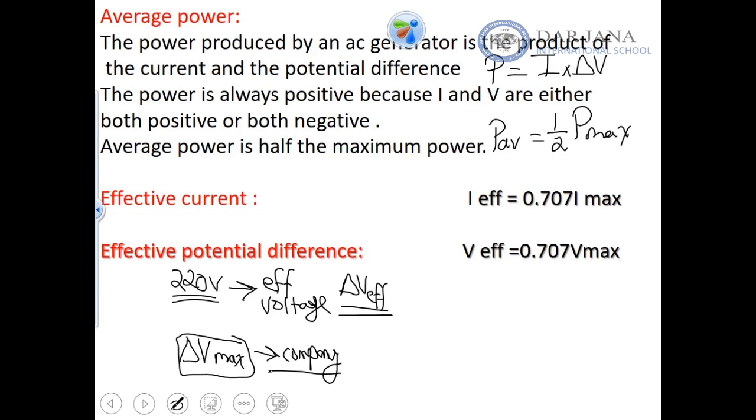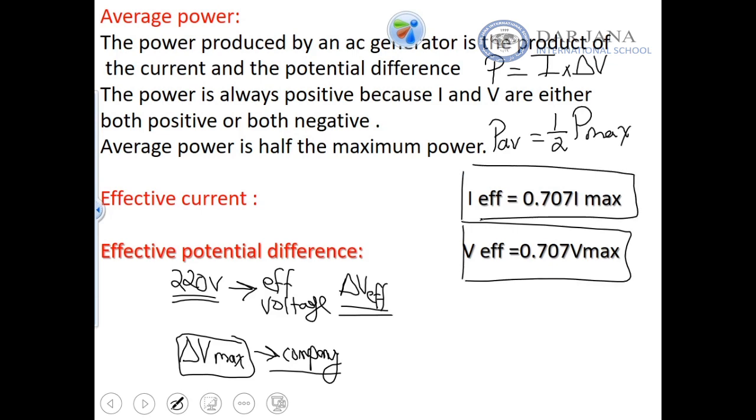We subscribe with, let's say, internet of speed 50 megabytes per second. We receive 47 megabytes per second. 50 is the maximum and the effective is 47. How can we calculate it? We can calculate it using the two formulas here, I effective and V effective. So I effective is equal to 0.707 I max, and the delta voltage effective is equal to 0.707 delta V max.